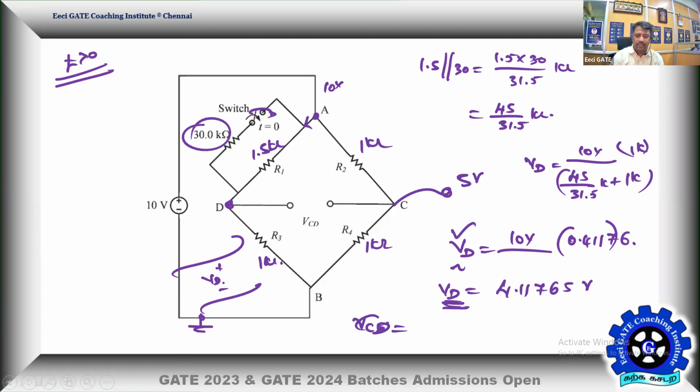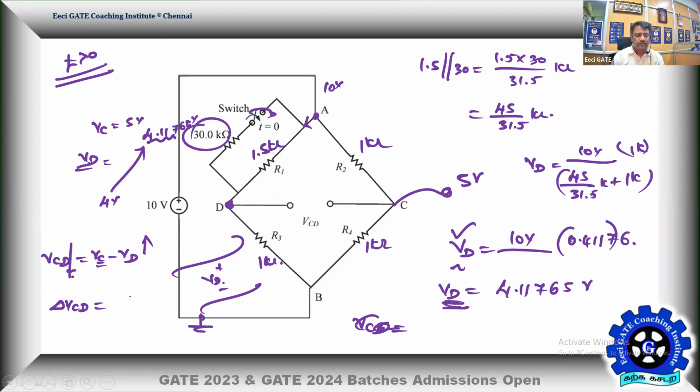So otherwise you can think logically. So your VC remains 5 volt and VD actually is increasing from 4 to this much. That means it is going from 4 to 4.11765. Okay, so whatever the voltage increases in VD, and VCD is nothing but VC minus VD. Since VD increases, VCD should decrease by the same component. That means change in VCD is going to be negative.